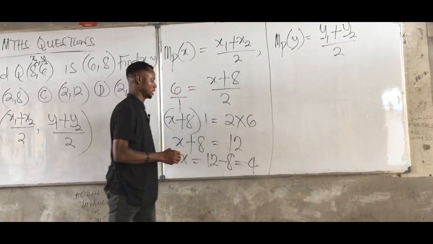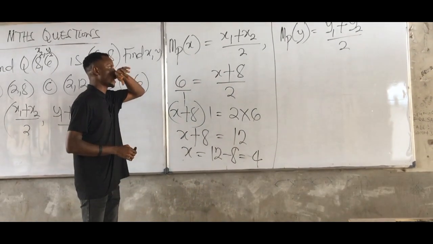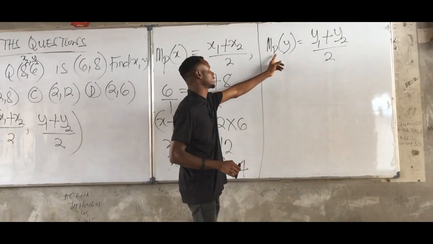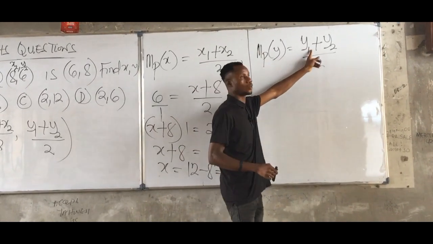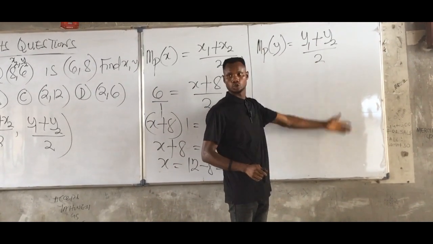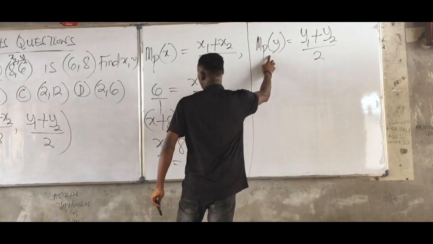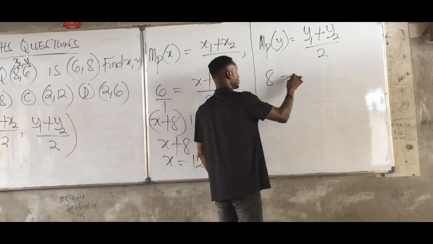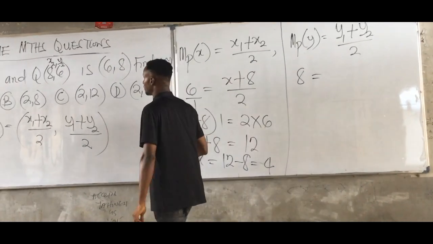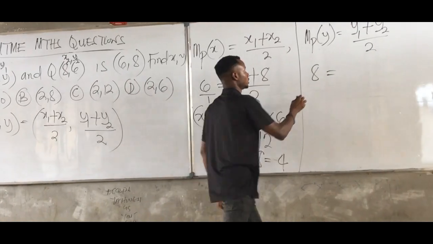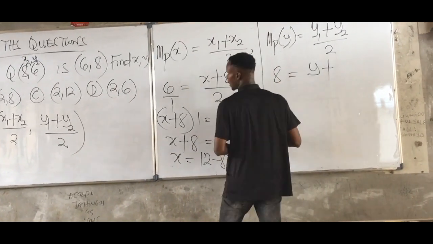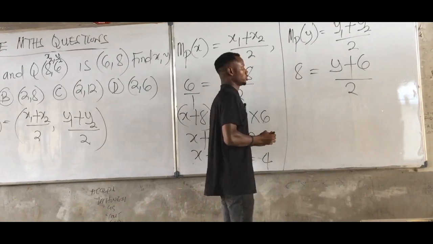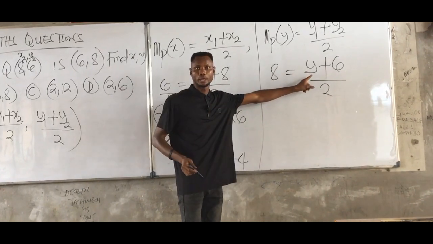Now let's do the same thing here. In terms of y, let's solve for y. But before then, let's know the formula for the midpoint for y. The formula for midpoint for y is said to be y is equal to y1 plus y2 over 2. Please take note. So now the midpoint of y is already given to us as 8. So this will be 8 is equal to, what is my y1, please? Is y. Please take note. That is y plus, what's my y2 there, please class? 6 over 2. So my purpose here is to make y the subject.